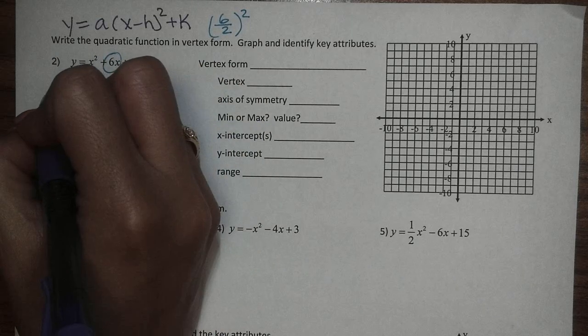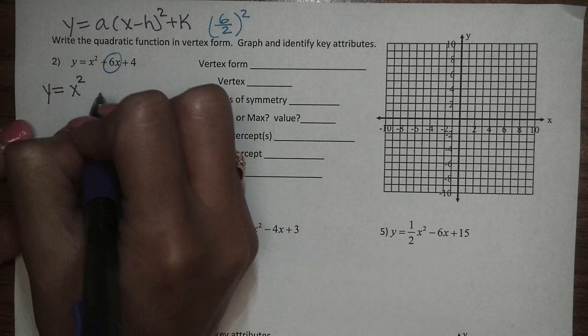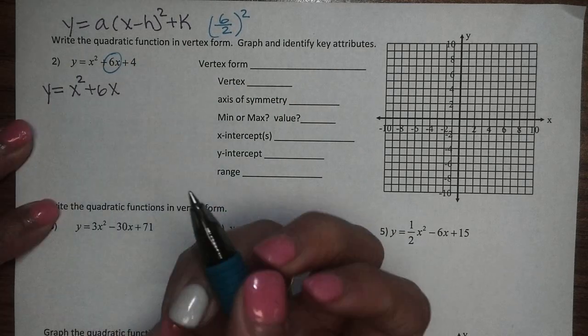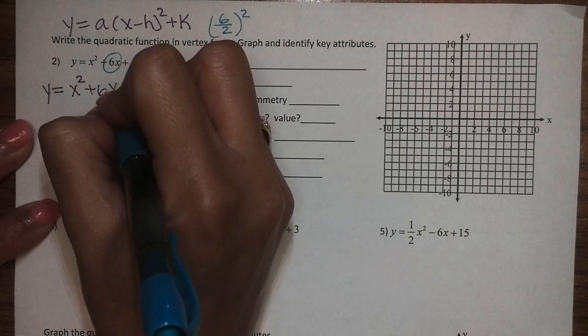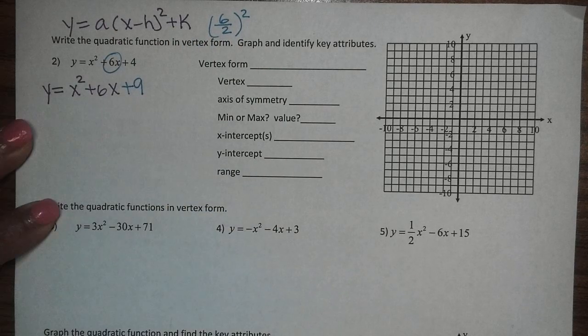I'm going to rewrite the question. y equals x squared plus 6x. Then right here I'm going to complete the square. So remember, 6 divided by 2 is 3. 3 squared is 9. So I'm going to add a 9 right there, and that's completing the square.